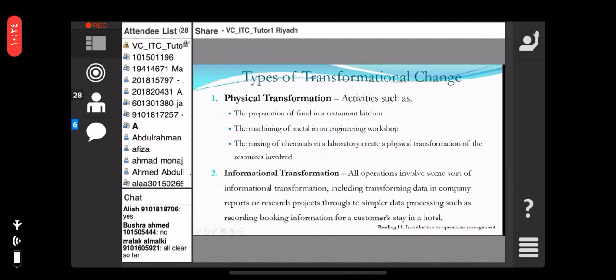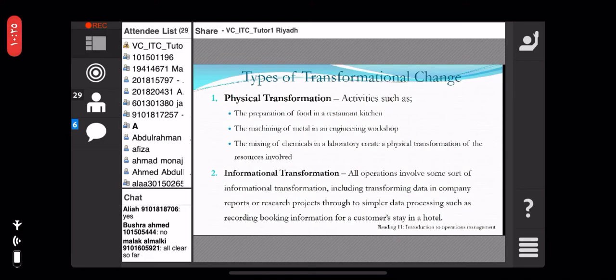In a restaurant kitchen, the machining of metal in an engineering workshop, plus the mixing of chemicals in a laboratory, create a physical transformation of the resources involved. So this is known as physical transformation, where something physically available is passed through a transformation process.